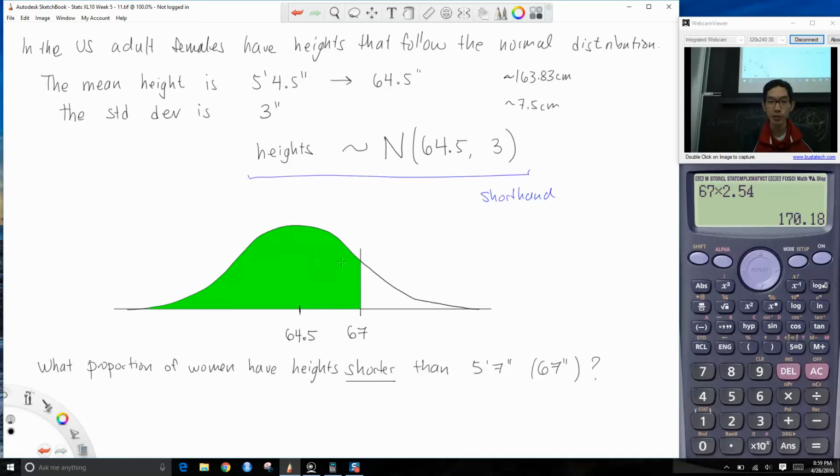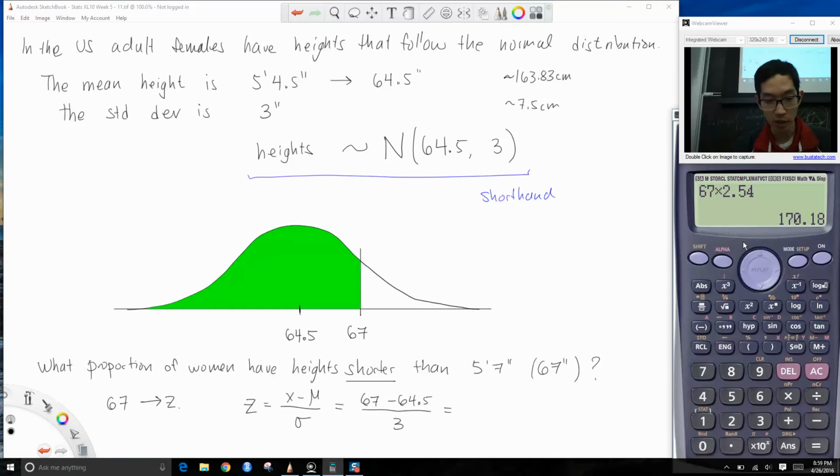Okay, so I can't go to the standard normal table and look up 67, but I can turn 67 into a z-score and then look that up in the normal table. Okay, so we're going to turn 67 into a z-score. So what is the z-score for 67? So what do I do? z is equal to, you know, it's x minus mu divided by sigma, right? So what is my x in this case? 67. What's my mean? 64.5. And what's my sigma? 3. Okay. So what do I get?